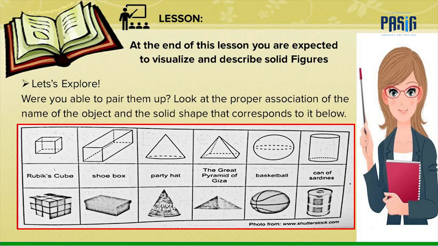Okay. For Rubik's Cube, the shape of that is cube. For shoebox, we have rectangular prism. For the party hat, we have cone. Very good. And the Great Pyramid of Giza is a pyramid. How about the basketball? That is sphere. And the can of sardines is a cylinder.